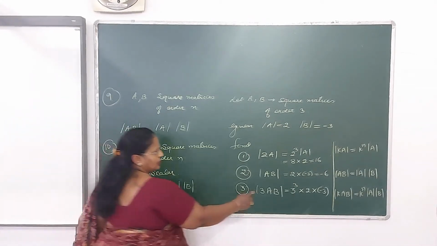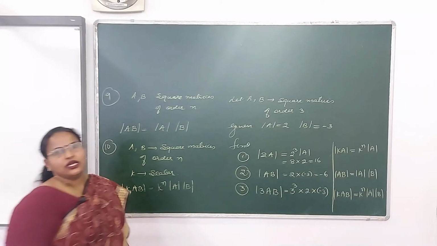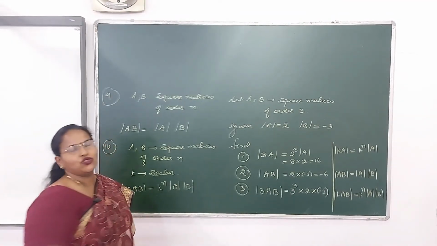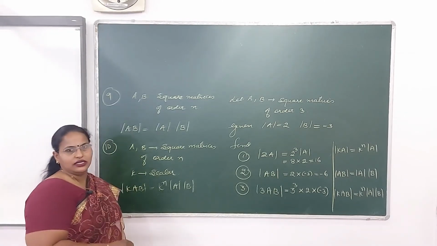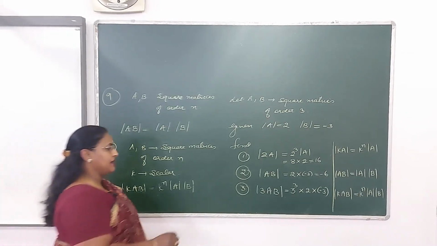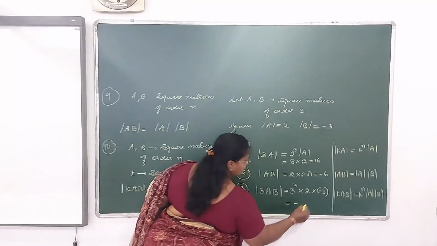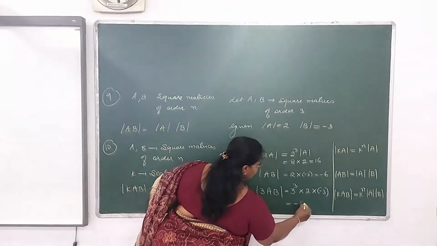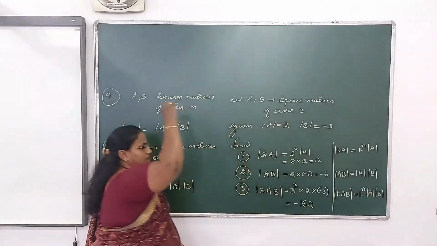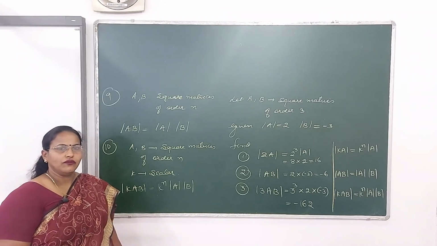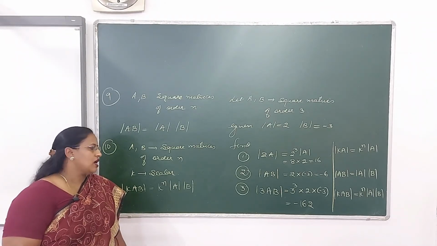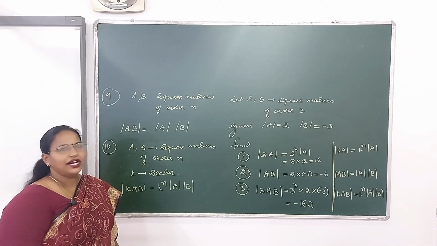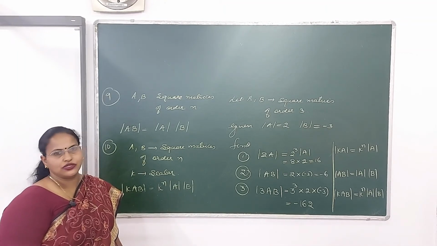So it's coming, this is 3 cube. 3 cube means it's 27. 27 into 3, it's 81. 81 and it is carrying a minus sign also, right? So it's minus 81 into 2, it's coming 162. Okay? Is it fine? So this is the procedure of finding out all the three values.